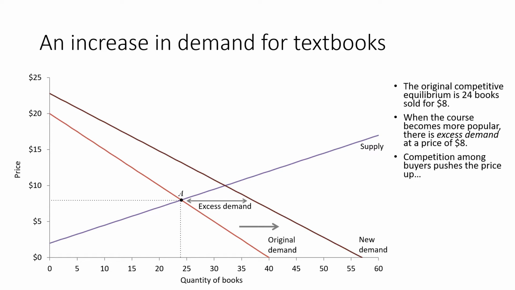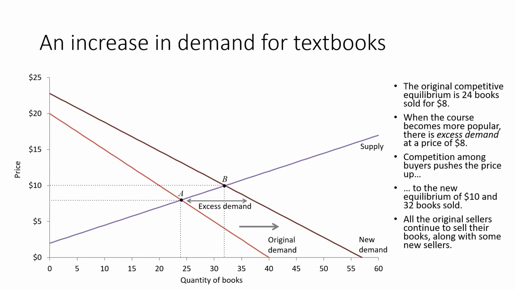Right? Some of the people are going to see, hey, there are way more people wanting to buy a textbook than sell them. Maybe every time one gets posted on Amazon, it gets snatched up right away. Right? I'll offer someone selling a textbook a little bit extra money to try to make sure I get one. And as buyers compete with one another, they can compete the price up until you get to a new equilibrium here of 32 books being sold for $10 each.